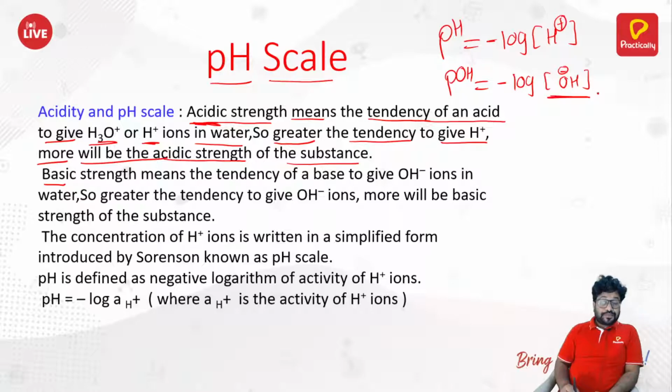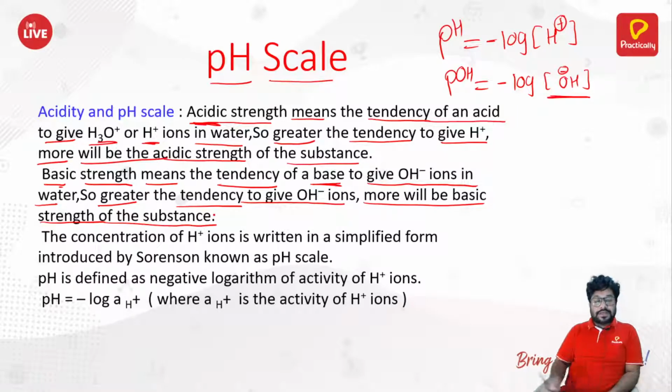So then the basic strength. Basic strength means the tendency of a base to give hydroxyl ions in water. So the greater the tendency to give OH minus ions, the more will be the basic strength of the substance, isn't it? The more easily it gives OH minus ions, the more will be its basic strength, isn't it?